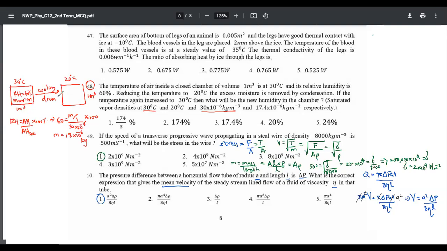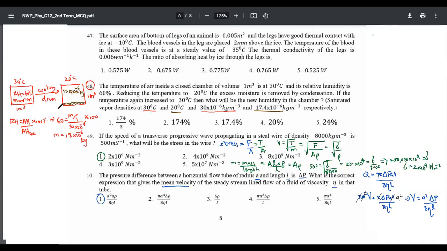Now, what will happen here? At 20 degrees Celsius, the maximum amount of water vapor the chamber can have is this much, 17.4 into 10 to the power minus 6. But here it has 18 into 10 to the power minus 6. Volume is 1 meter cube, so it will retain 17.4 into 10 to the power minus 6 kilograms per 1 meter cube, and the remaining will precipitate like this as dew.